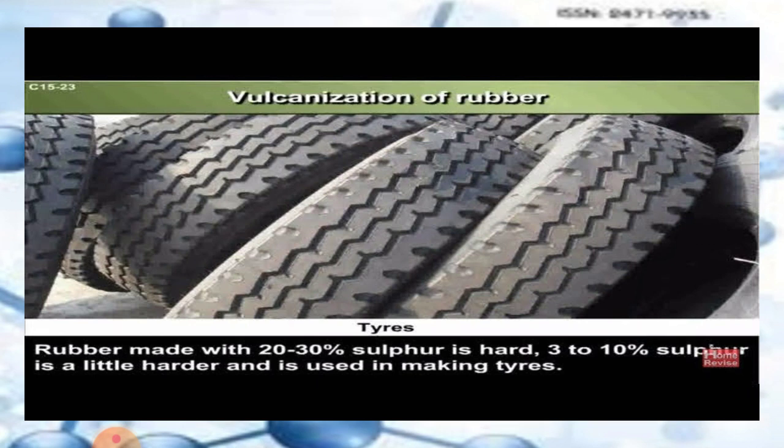Remember student, 1 to 3% we get rubber bands, 3 to 10% we get tires, and the rubber made with 20 to 30% gets more and more harder. For 40 to 45% we get non-elastic rubber, that is ebonite.